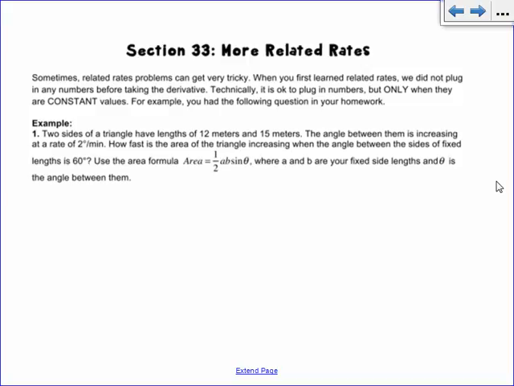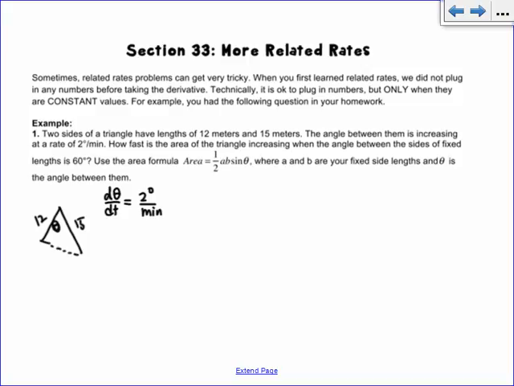It says two sides of a triangle have lengths of 12 meters and 15 meters. The angle between them is increasing at a rate of 2 degrees per minute. So we have 12 and we have 15, and we have some kind of angle between them, theta. And then this side is actually changing depending on how wide those are opening. So d theta over dt is 2 degrees per minute. How fast is the area of the triangle increasing when the angle between the sides is 60 degrees?